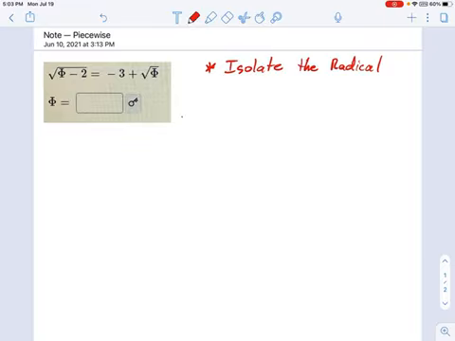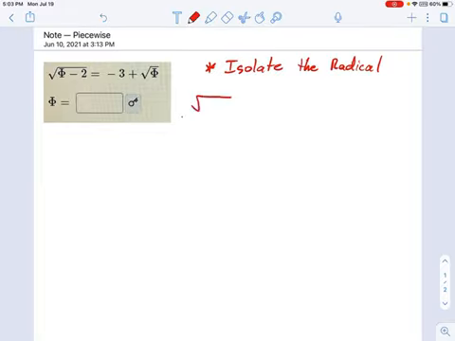The good news is it doesn't actually matter. You can get to the right solution either way. But there is a preference. If you isolate the hard one first, you can make life a little easier for yourself. So let's go ahead and do that.